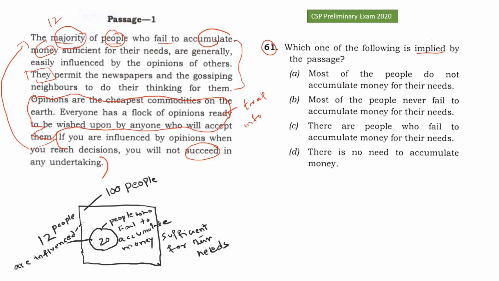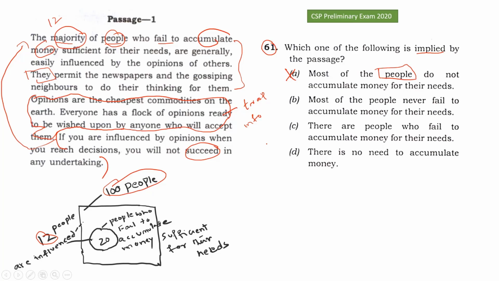Now, let us look at options. Most of the people do not accumulate money. Do you know what the meaning of most of the people? Most of the people means it is about the 100 people. This information is about majority of people who fail to accumulate money. This information is about 12 people, but this information is about all people or most of the 100 people. Option A is eliminated.